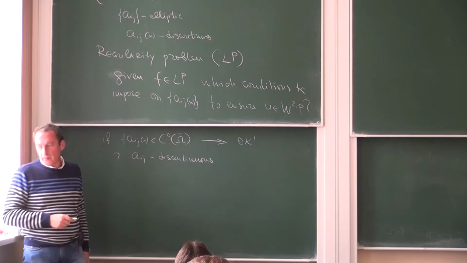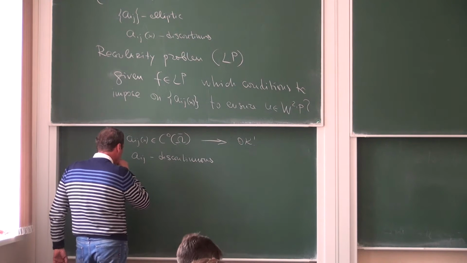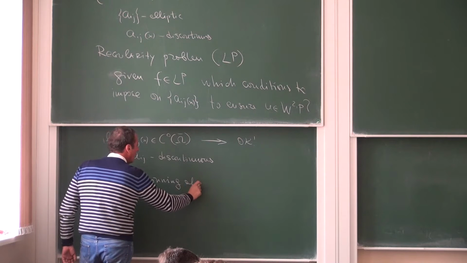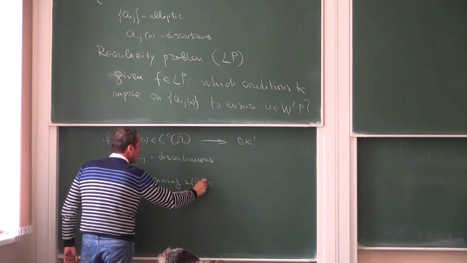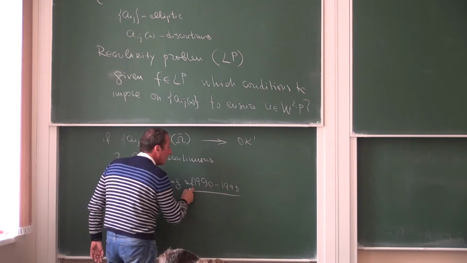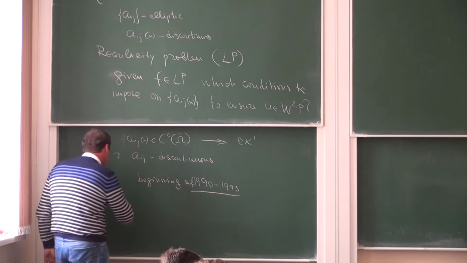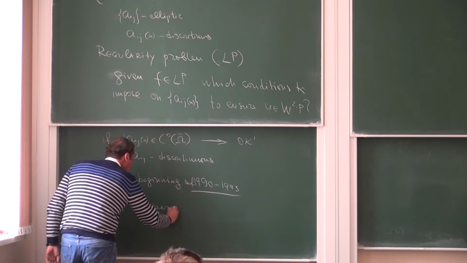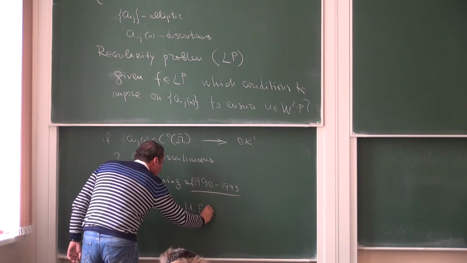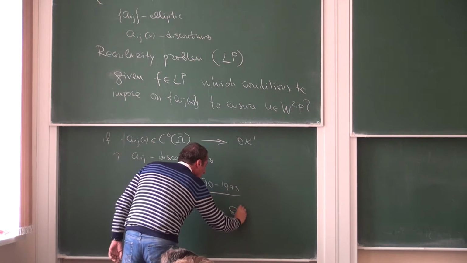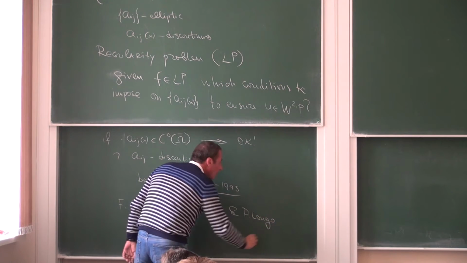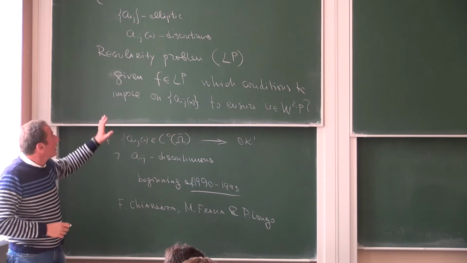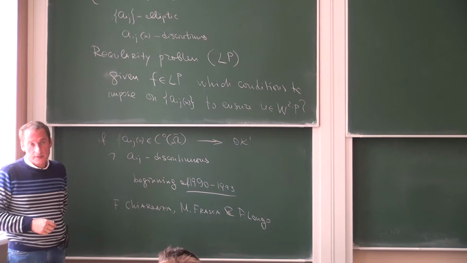Anyway, this short course is based on some results proved in the beginning of the 90s, more or less, by three Italian mathematicians, Filippo Chiarenza, Michele Frasca, and Placido Longo, who extended the Calderon-Zygmund theory to elliptic operators with discontinuous coefficients.